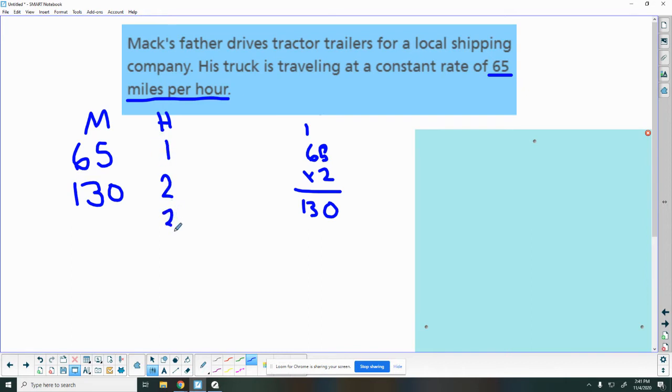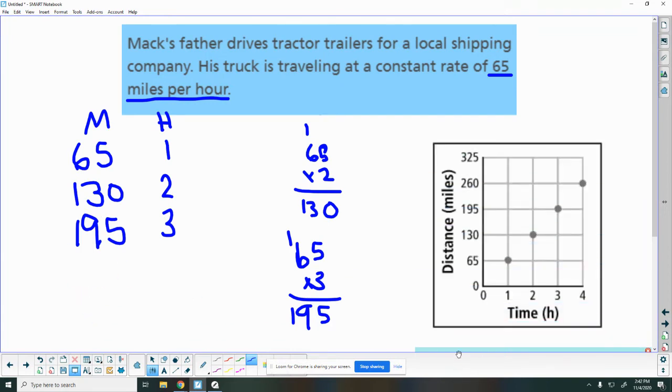So if he goes 3 hours, I'm going to take 65 times 3. So 5 times 3 is 15, carry the 1, 18, 19. So then he would go 195 miles. If the problem was backwards and it told us that he went 195 miles in 3 hours and it asked how many miles he went per hour, then we would divide. But if he's going at this constant rate, then we're adding the groups on here.